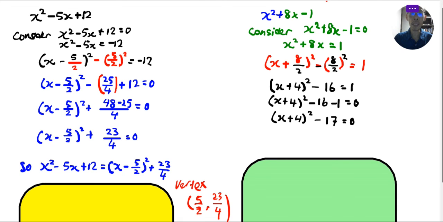Right? In this case, it's not being asked, but you can rewrite that, or you can recognize that the vertex in this case is -4 and -17.